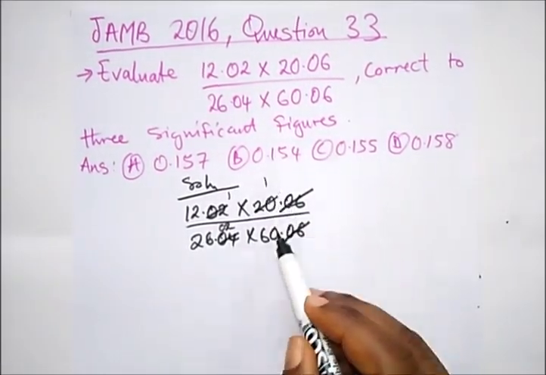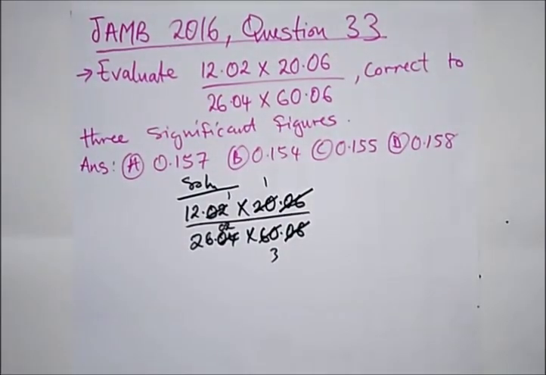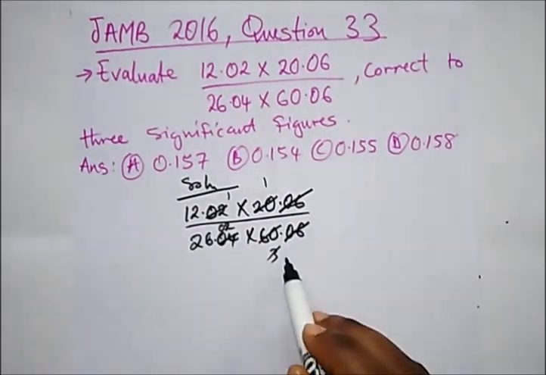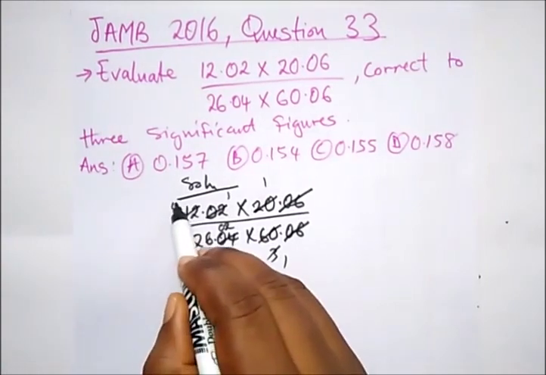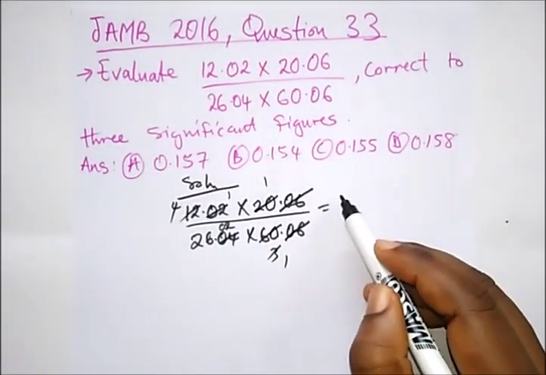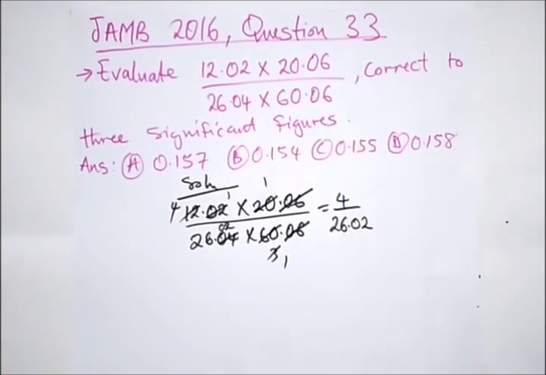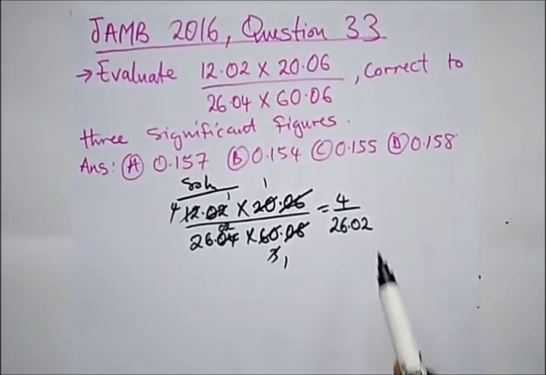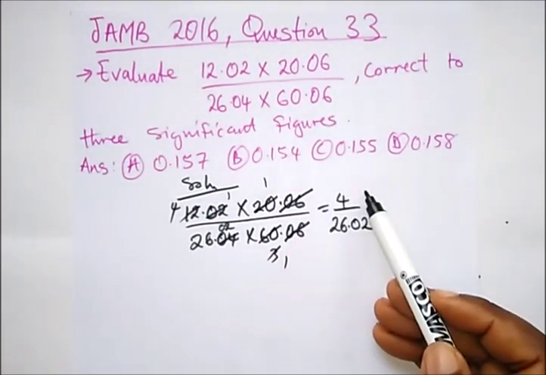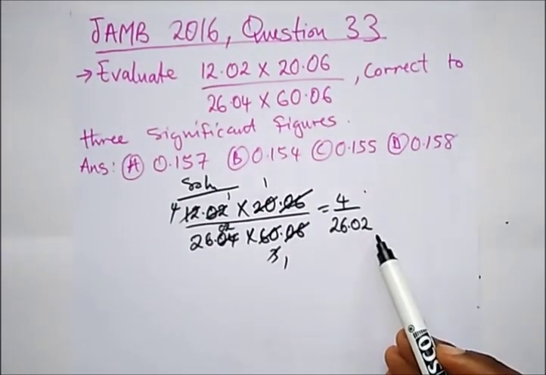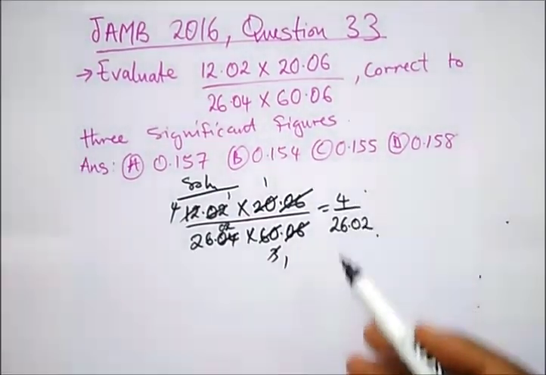Also 20 can go 1 here, 1, 20 here, 3. So we're left with, and 3 can go here 1, and 3 here, how many times? 4. So we're left with what? 4 over 26.02. So from here, we can multiply both the numerator and the denominator by what? 100, so that we can easily divide this.